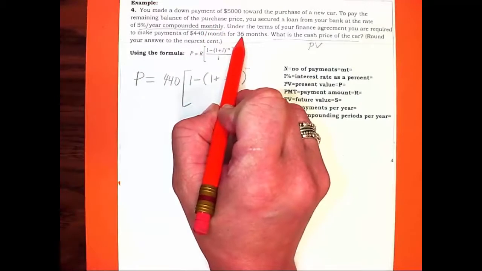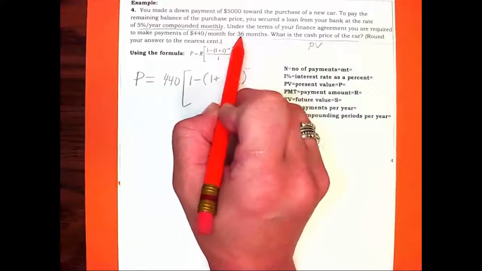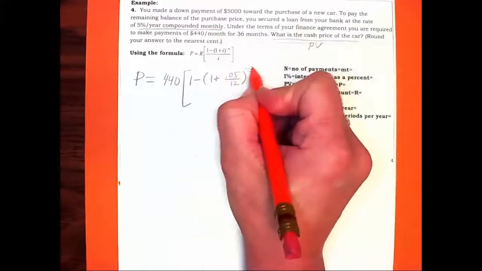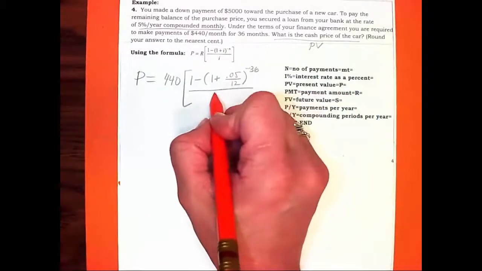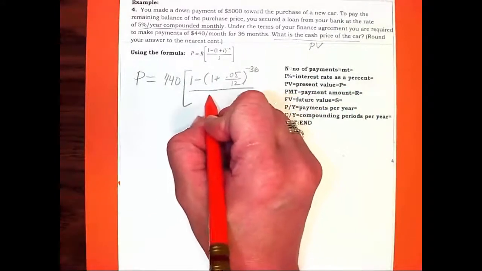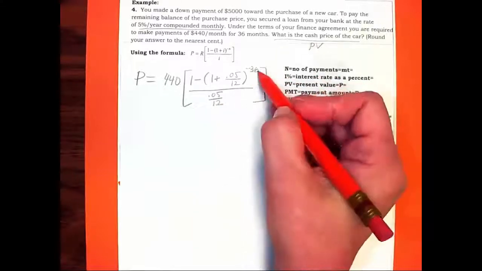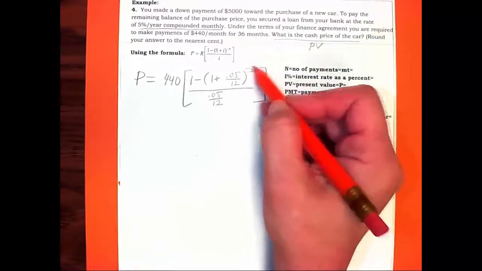Well, wait a minute. They've already given me MT, right? Because monthly for 36 months is 3 years. So 12 times 3 is 36. So you've got to be careful reading that. And then I is equal to R over M. Remember, T is in years, right? So MT is the total months, and it already gives me the total months.